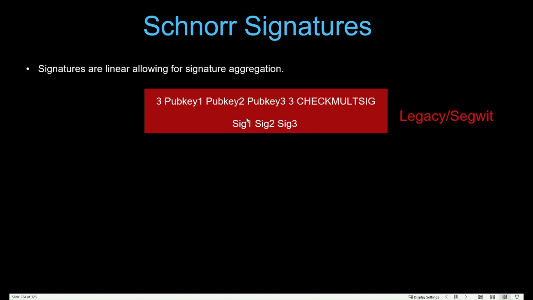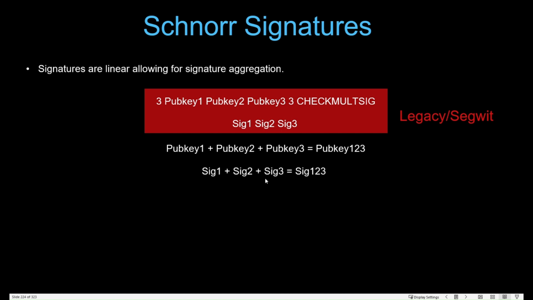However, with Schnorr signatures, since it's linear, you can effectively add all the public keys together. So if we added pub key 1, 2, and 3 together, we would just get a new public key, pub key 1, 2, 3. Because in the end, pub keys are numbers. In the case of elliptical curve, they're the x point of a point on a curve. But with Schnorr, they're actually just numbers. So by aggregating them all together, you can do the same thing with the signatures. After the private keys sign, you can add up all the signatures and have an aggregated signature.